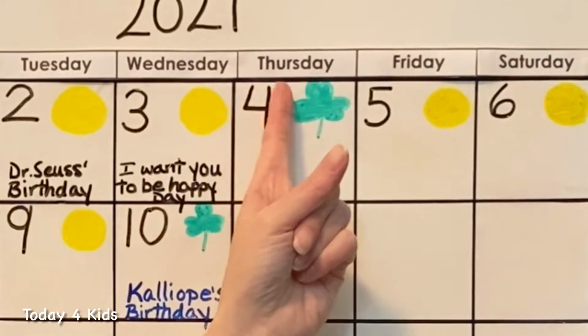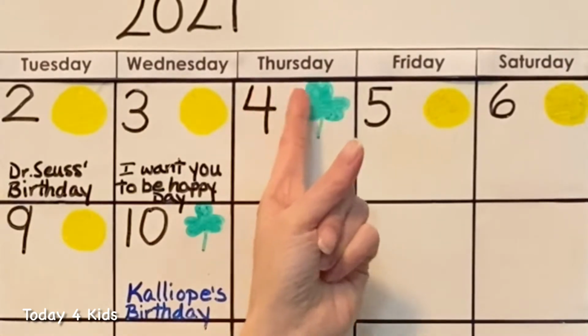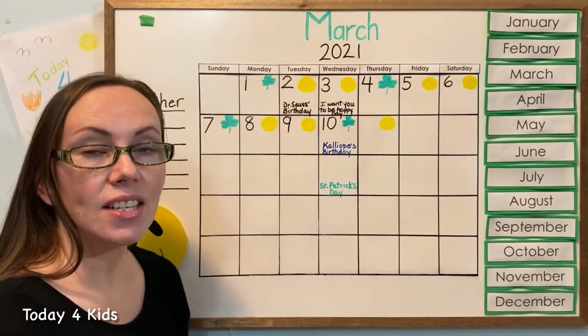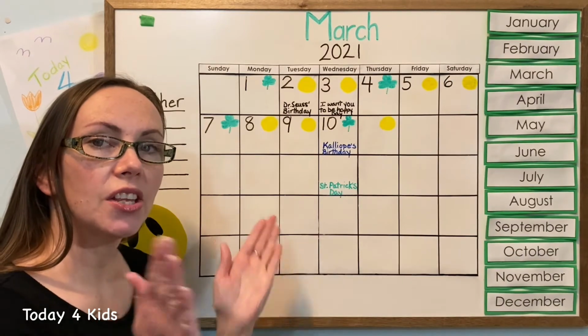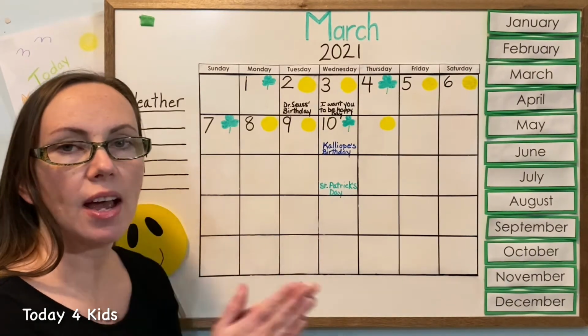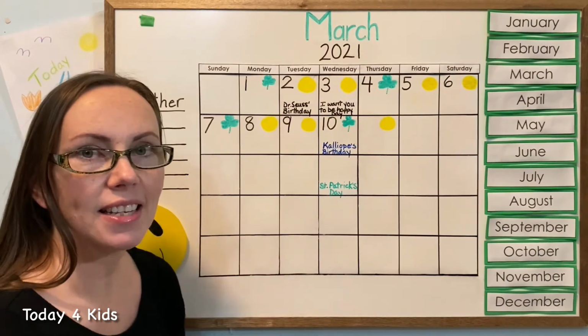Thursday. Thursday has 2 syllables. Will you clap them with me? Thursday. Good job. One more time. Thursday. Excellent. Thank you very much.